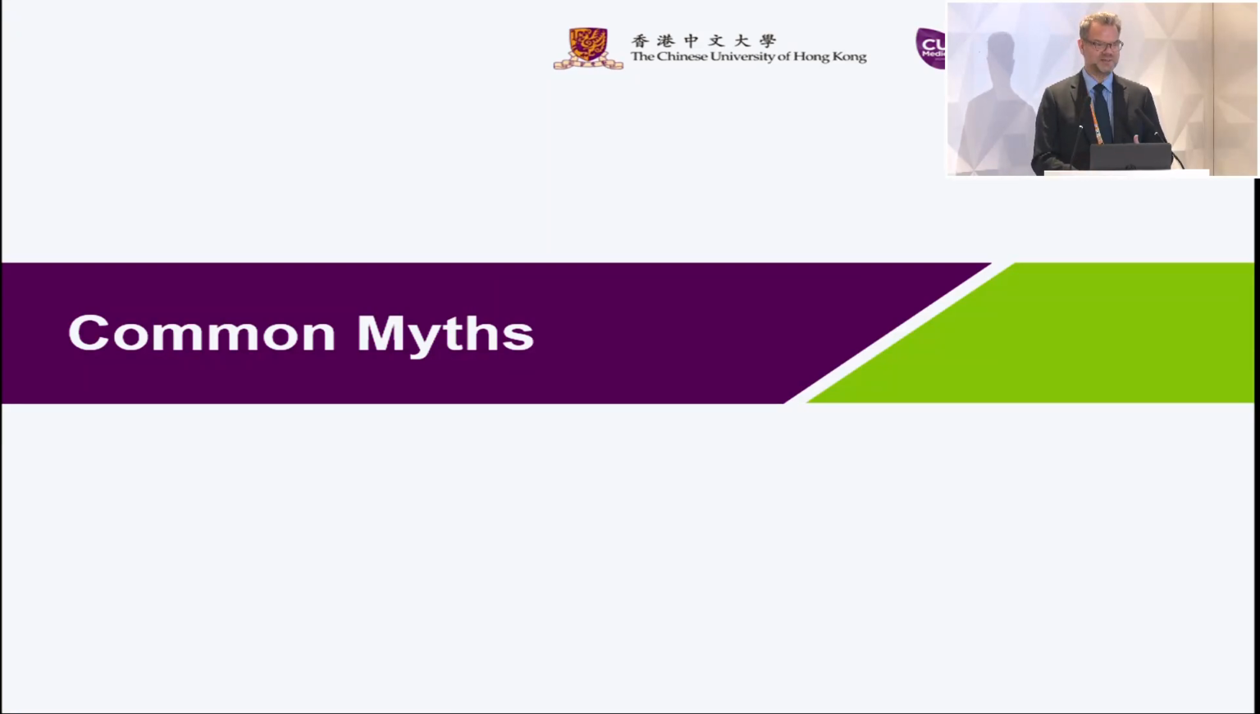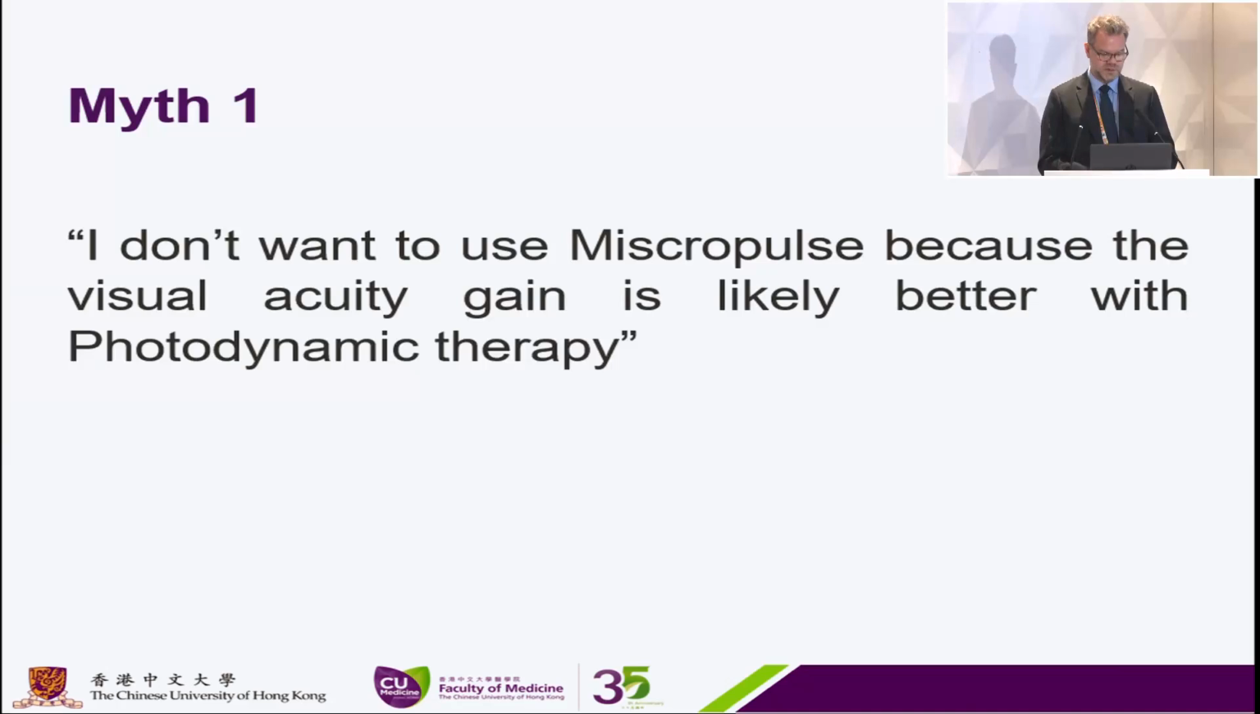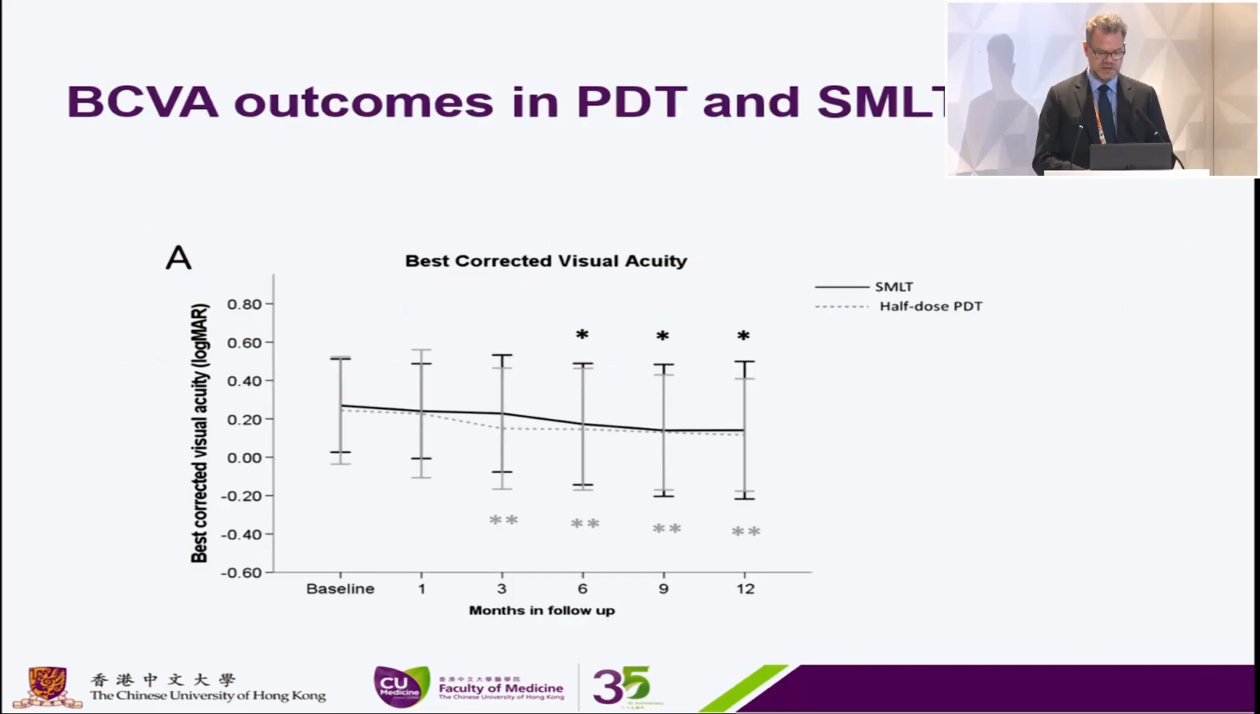So these are genuine things that we have to deal with on a daily basis when we're trying to convince doctors that use a lot of PDT that they should be switching to micropulse. So myth number one is I don't want to use micropulse because the visual acuity gain is likely to be better with photodynamic therapy. That one we can dispel because we now have our randomized controlled clinical trial on CSR comparing PDT with micropulse laser, and we see equivalent visual acuity gains in both treatment groups.